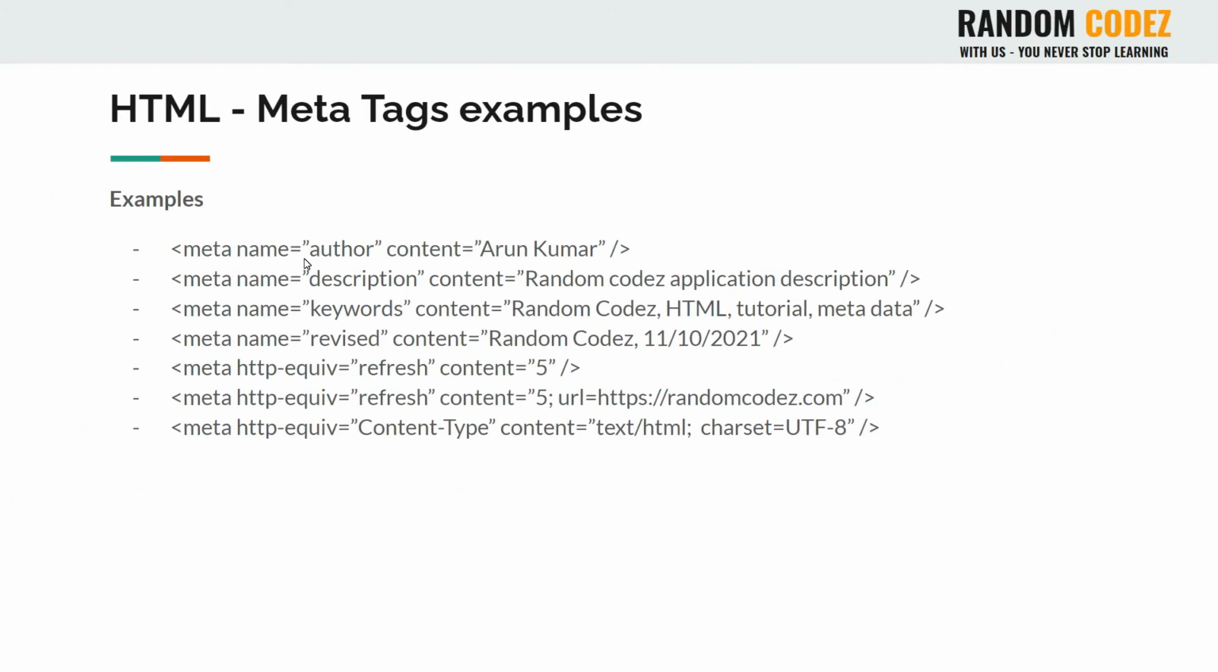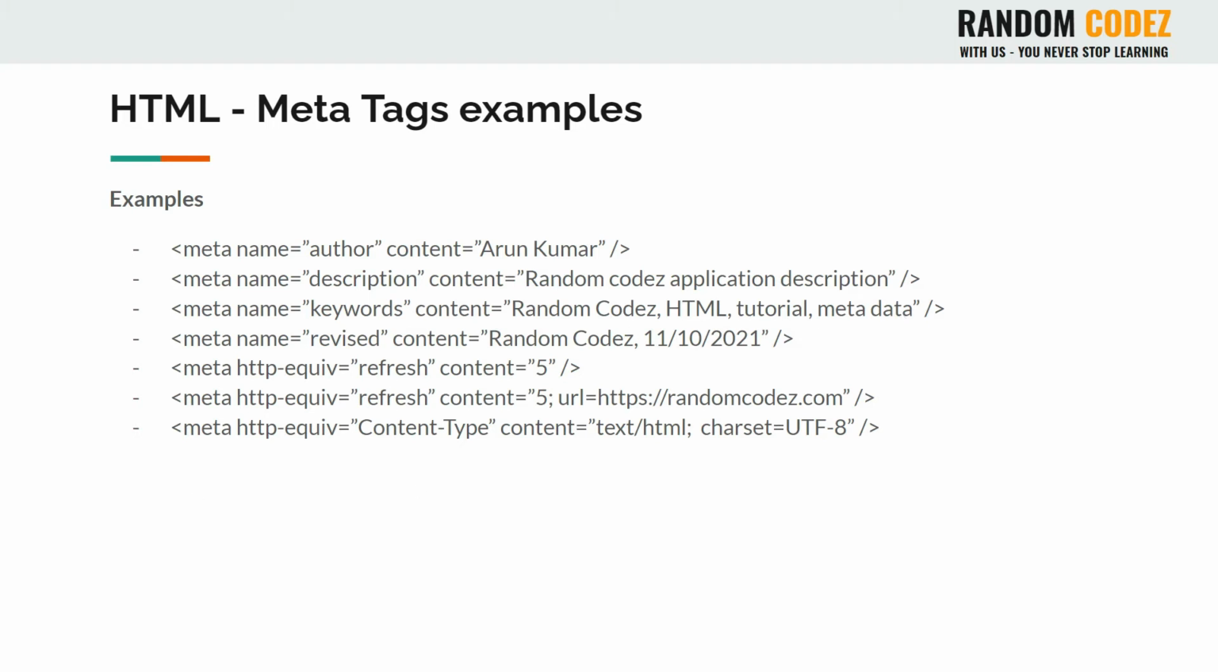The first meta tag has used the property author, where the value is provided as Arun Kumar, and then the description, and this is the value of the description, and then the property is keywords, and these are the values that are provided for the keywords, and so on.